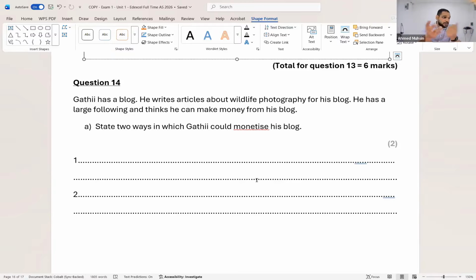Sponsorship, or you can say sponsored content, where he can promote a certain camera, a certain lens, maybe a camera bag. He can promote certain products and in return he gets paid for doing it. One more. He can have a subscription model where if people want to read his articles without ads, they will have to pay him a monthly subscription. Or, for example, certain articles he gives for free and other articles they'll have to pay a subscription to read. These are ways he can monetize his blog.